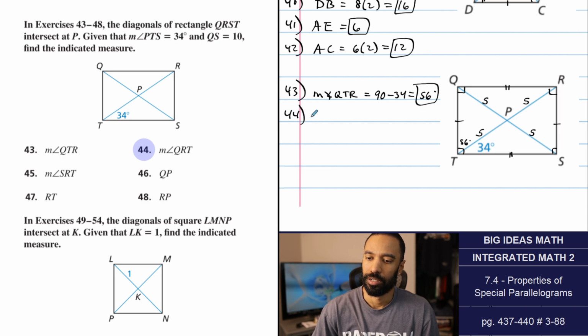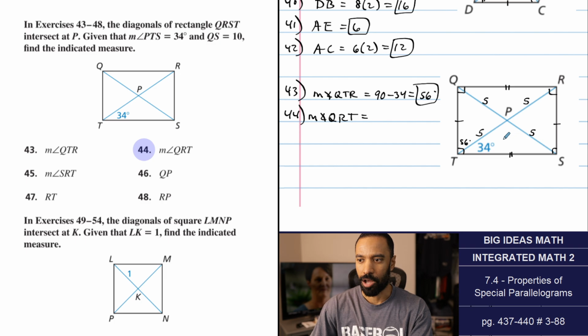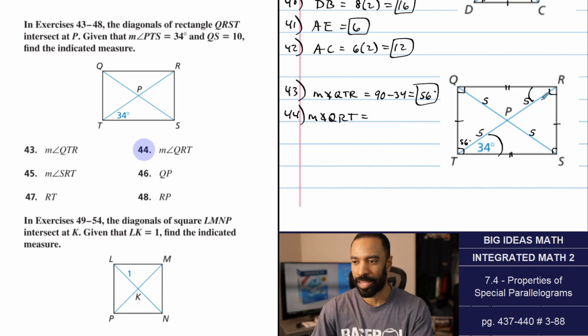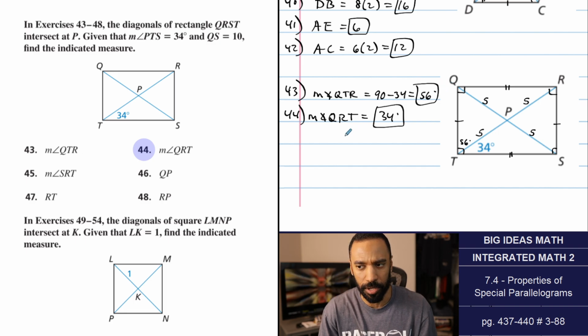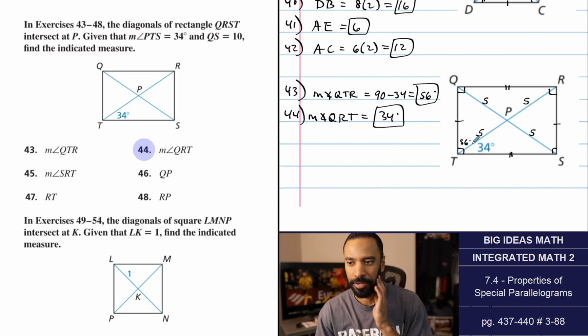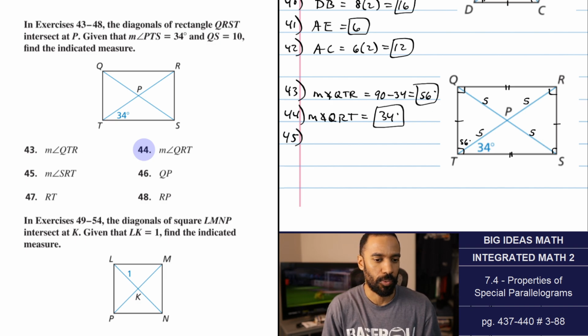Number 44, measure of angle QRT. Well, QRT, so it's this guy here. QRT is an alternate interior angle with STR right there. So they'll be congruent to each other. They'll both be 34. So this guy's also 34 degrees there. There are a lot of other ways you could come up with that, but I don't want to build all around this is 56 and this is alternate interior angles. Right? Rectangles are parallelograms, so we can still work that stuff off.